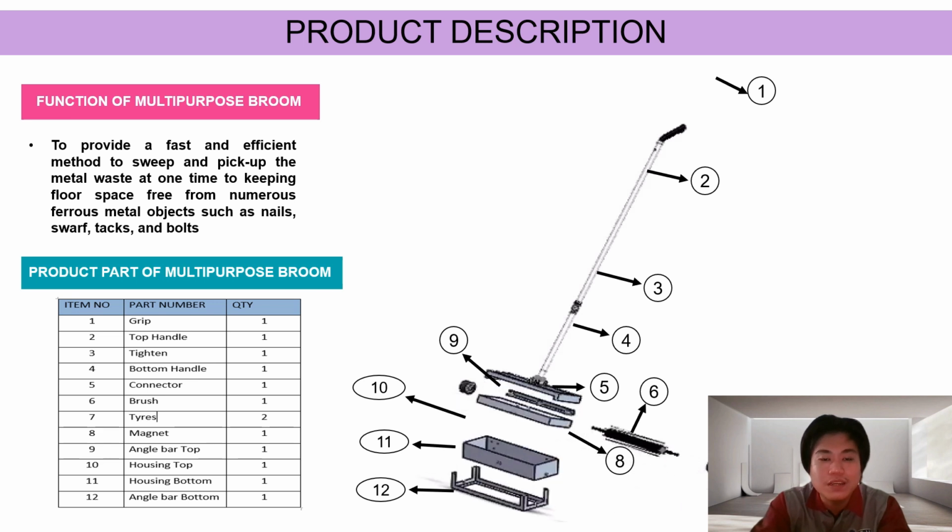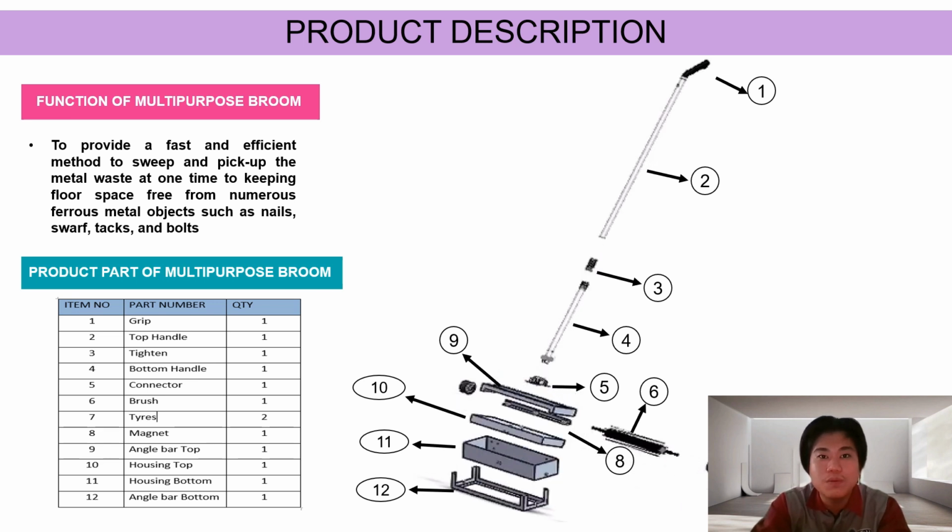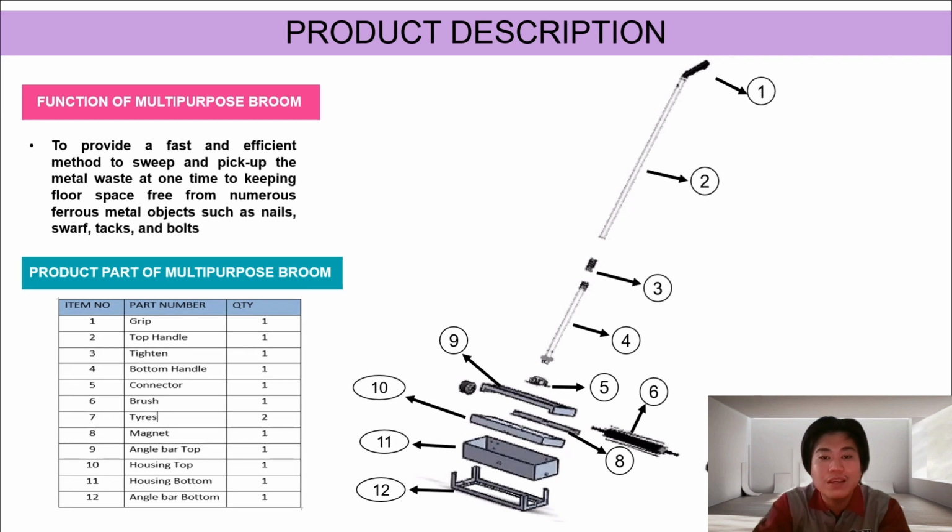As the second presenter, I will go over the multi-purpose broom product description and analysis in further detail. The first slide explains the function of the multi-purpose broom, which is to give a quick and efficient way to sweep and pick up metal waste at the same time in order to keep floor space free of various ferrous metal particles. It also displays the product bill of material and contains 12 components which are labeled in the diagram on the slide.